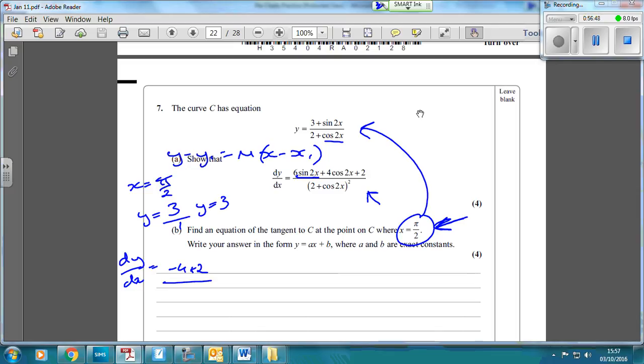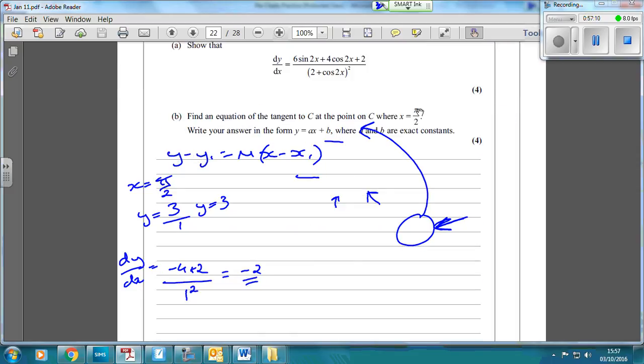And then if we substitute pi over 2 into there, that's going to be 2 lots of pi over 2, which is pi. Cos of pi is going to be minus 1, so 2 take away 1 is going to be 1 squared. That's going to be over 1 squared. That equals minus 4 plus 2, which is minus 2 over 1, leaving us with a gradient of minus 2.